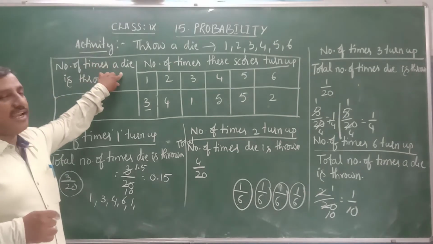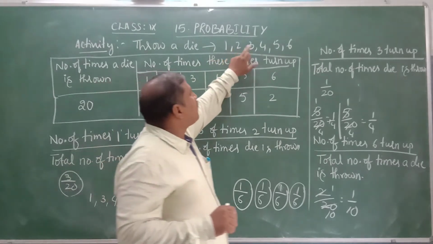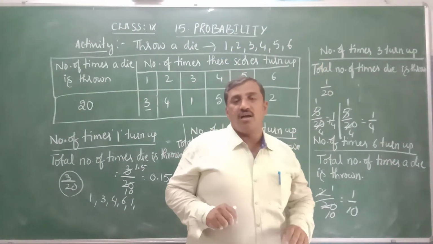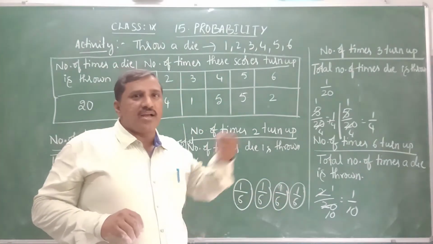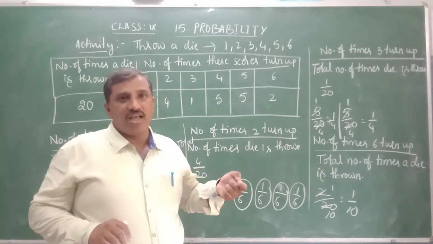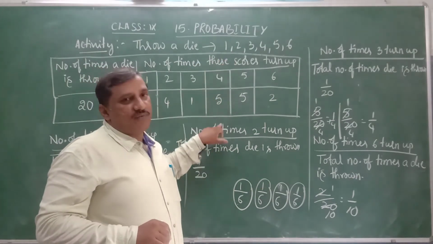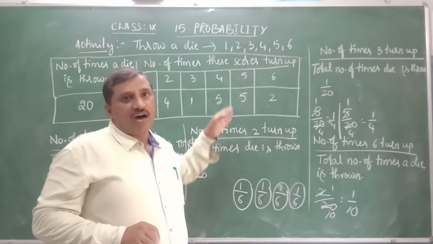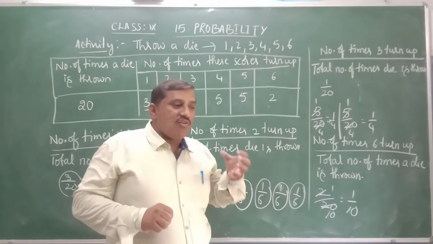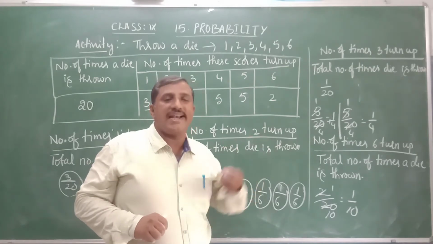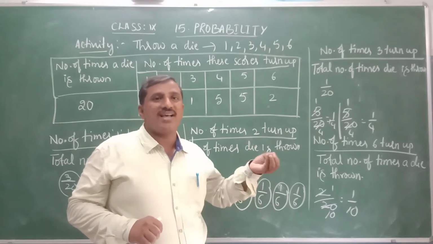Throwing a die or tossing a coin is called an experiment. The results which we got, 1, 2, 3, 4, 5, 6, all these are called outcomes. Throwing a die is an action. This is an experiment. Getting 1, or turning up of 2, or getting 3, or getting 4, all these are called events. When we toss a coin, getting head or getting tail, those are known as trials.